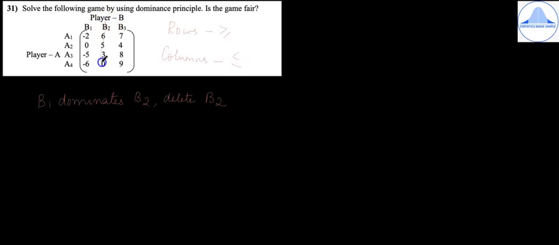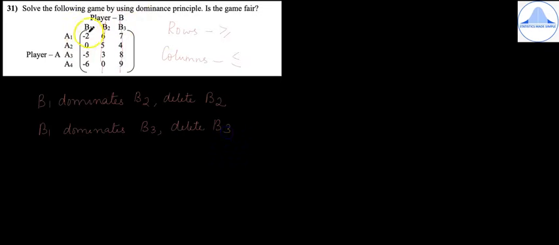So score off the B2 column. Next compare B1 with B3. Minus 2 is less than 7, 0 is less than 4, minus 5 is less than 8, minus 6 is less than 9. So we will write B1 dominates B3, delete B3.